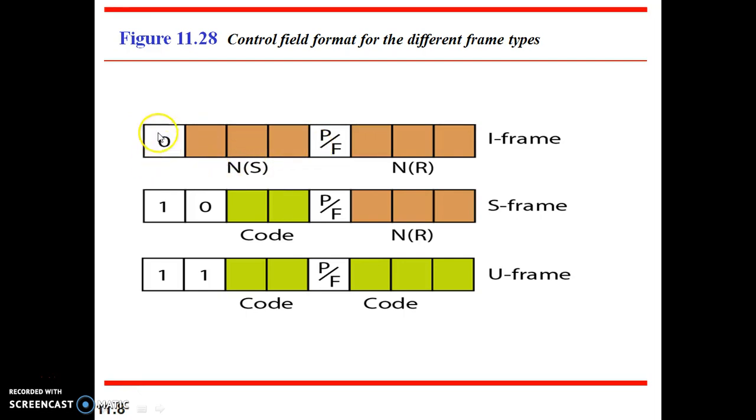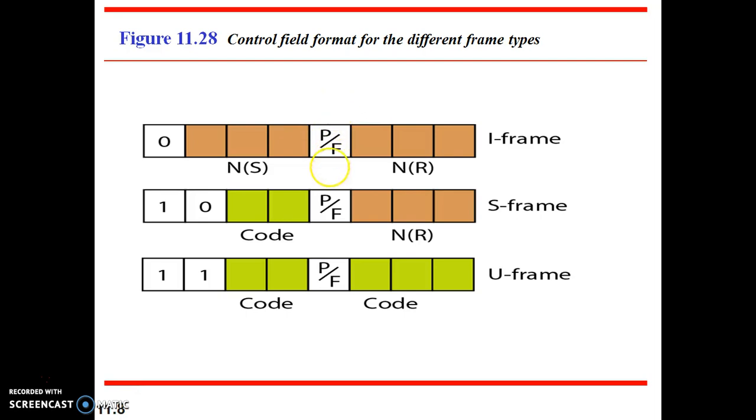The first bit here defines the type of the frame. So 0 means I frame, 1 0 is S frame, and 1 1 is U frame. The next 3 bits, N(S), define the sequence number of the frame. With 3 bits going from 0 0 0 to 1 1 1, that is 7, I will have up to 8 sequence numbers.